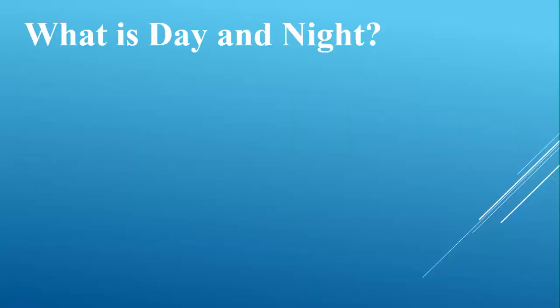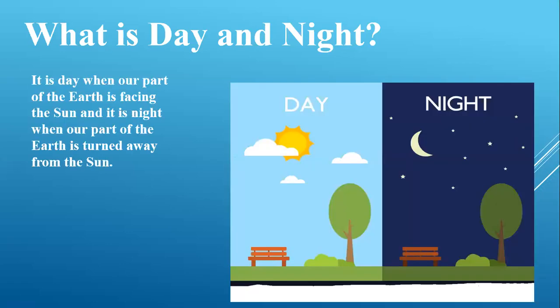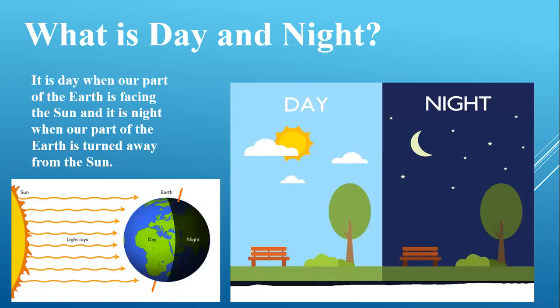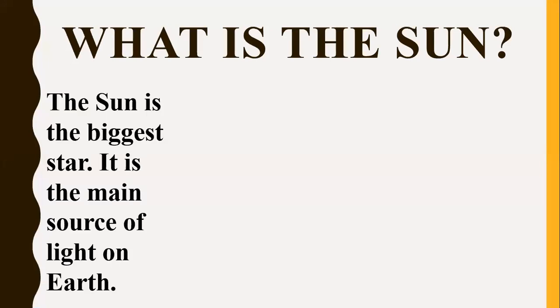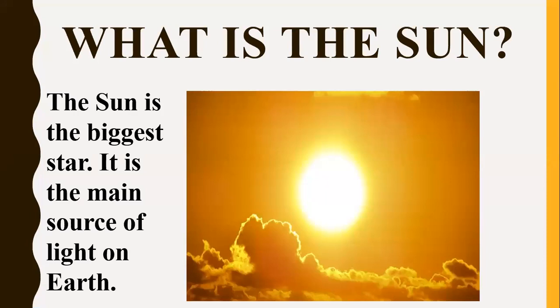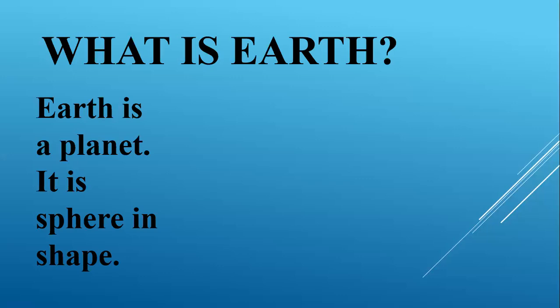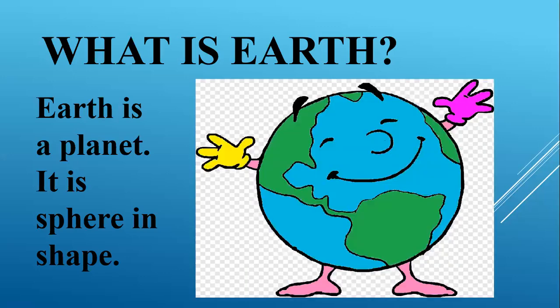Okay students, what is day and night? It is day when our part of the earth is facing the sun, and it is night when our part of the earth is turned away from the sun, as you can see in the pictures. What is the sun? The sun is the biggest star. It is the main source of light on earth. What is Earth? Earth is a planet. It is sphere in shape like a ball.